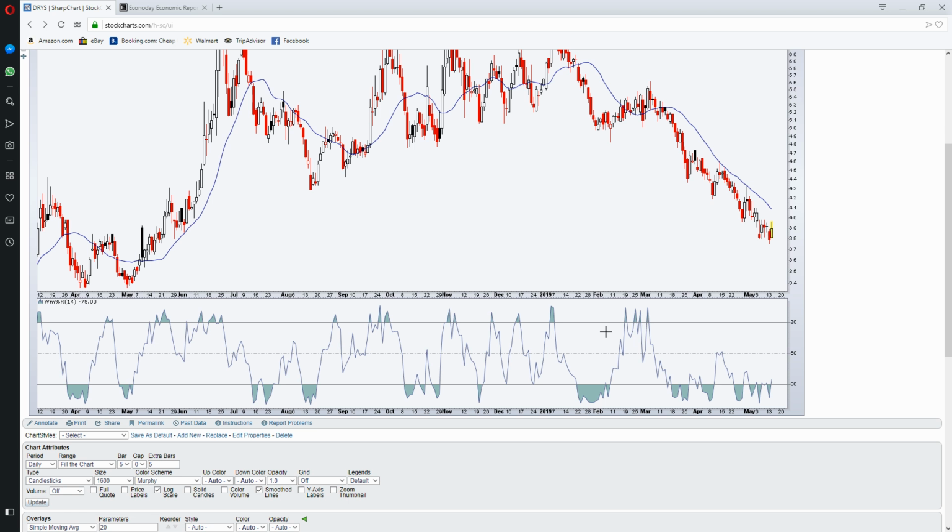All of a sudden, his Williams %R stopped working. What happened? The stock started dipping. The stock started to sell rallies. The stock didn't dip all that much. But he lost it all doing that method.